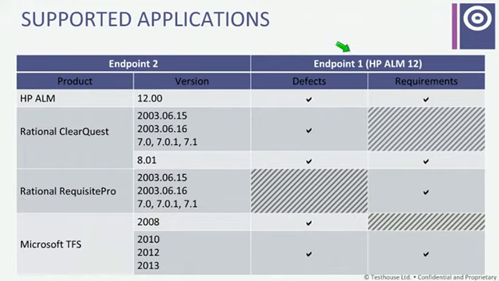So the endpoint 1 is always HP ALM, and the endpoint 2 can be HP ALM, so you can exchange data between 2 ALM servers. And unless I'm wrong, you can only do this if you have an ALM edition. So if you have any other edition, you're not able to do that. You can synchronize defects and requirements. If you use some other tools, there's integration with IBM Rational ClearQuest and IBM Rational RequisitePro, which provides either defect or requirement synchronization. And it seems that ClearQuest 8.01 has integration with defects and requirements. And if we look more specifically at Microsoft TFS, since version 2010, you can synchronize defects and requirements.